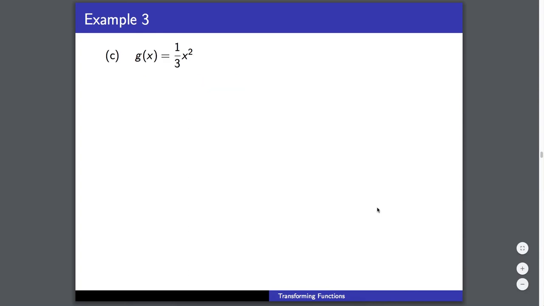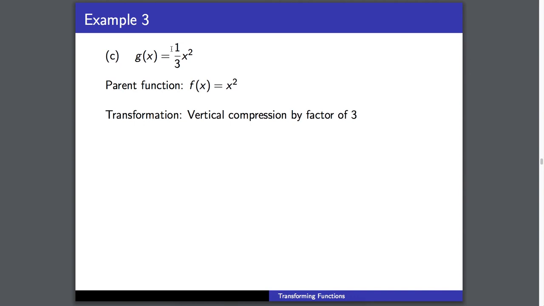Part C, g of x equals 1/3 x squared. Well, x squared is our parent function, and we're multiplying it by 1/3, which is between 0 and 1. So it's a vertical compression, and we take the reciprocal of a to get the factor for vertical compression. So the reciprocal of 1/3 is 3, because each of the points now are 3 times closer to the x-axis than they used to be.